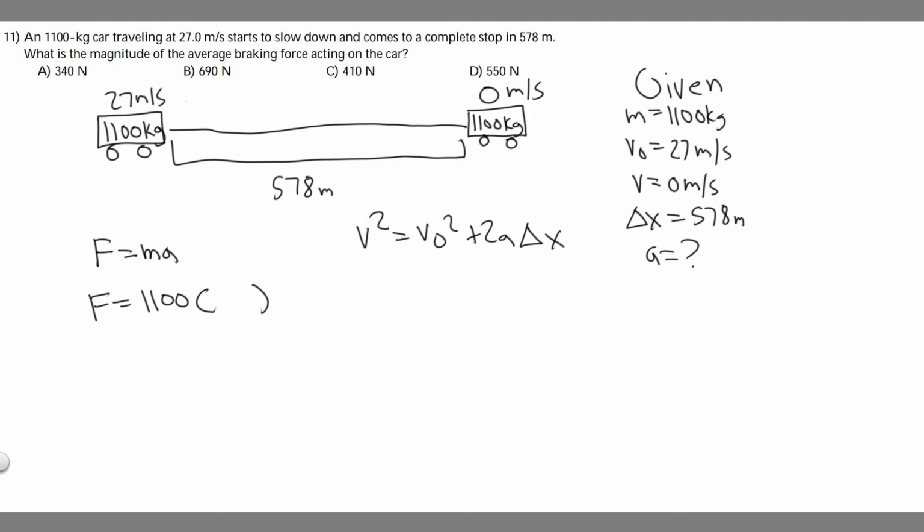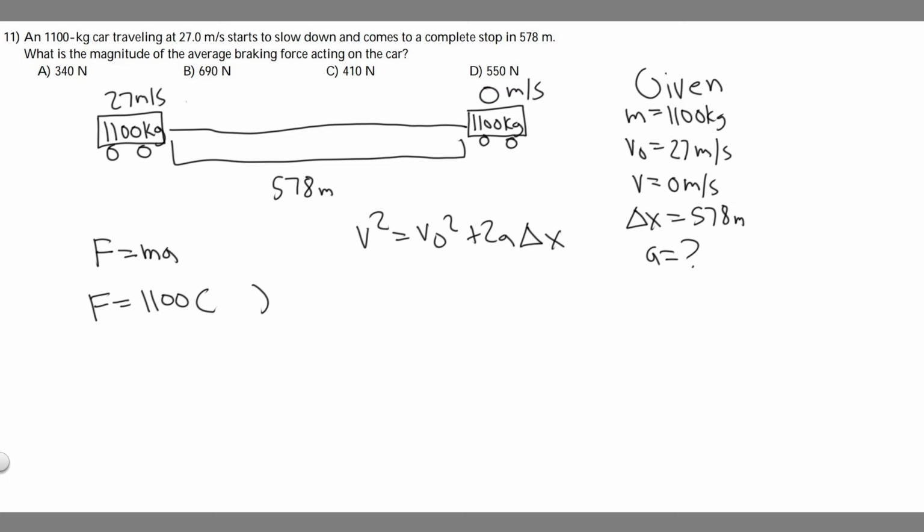So what you want to do is basically pretend this is a kinematic problem, right? So we know the initial velocity. They tell us we're traveling at 27, and then we're going to slow down and come to a rest. So we know the final velocity is 0, and we know the distance traveled is 578 meters. So if we want to solve for acceleration, all we have to do is use one of the kinematic equations, which is this one right here: v squared equals v sub 0 squared plus 2a times delta x. Because we know delta x, we know v sub 0, and we know v. All we have to do is just plug in and solve.